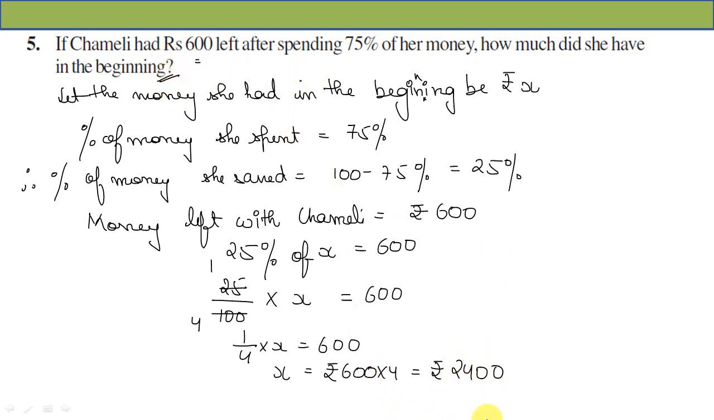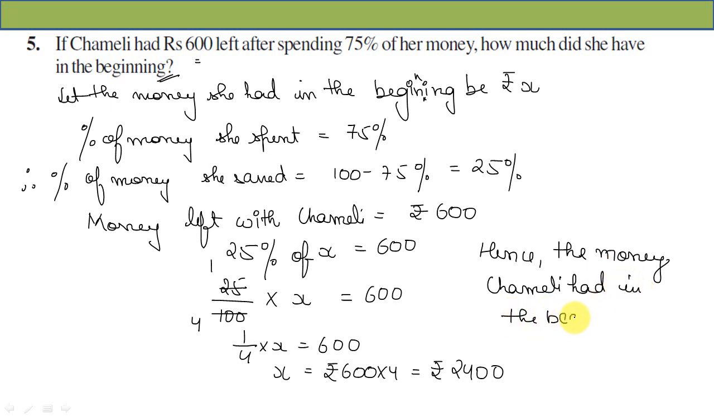Hence the money Chameli had in the beginning was rupees 2400.